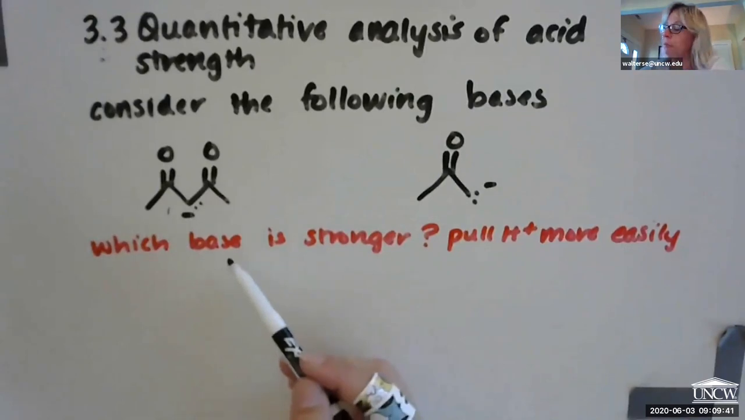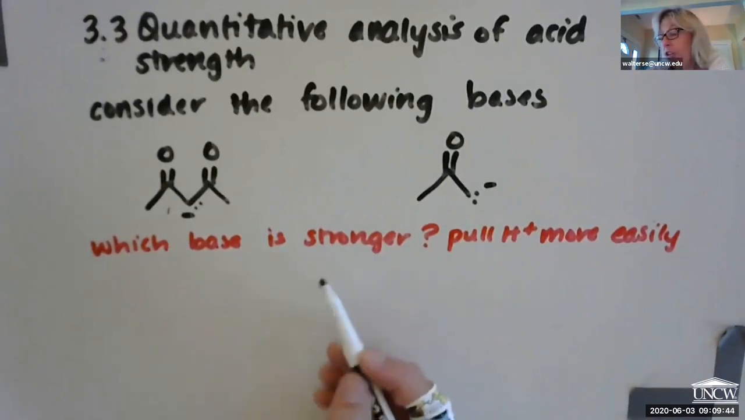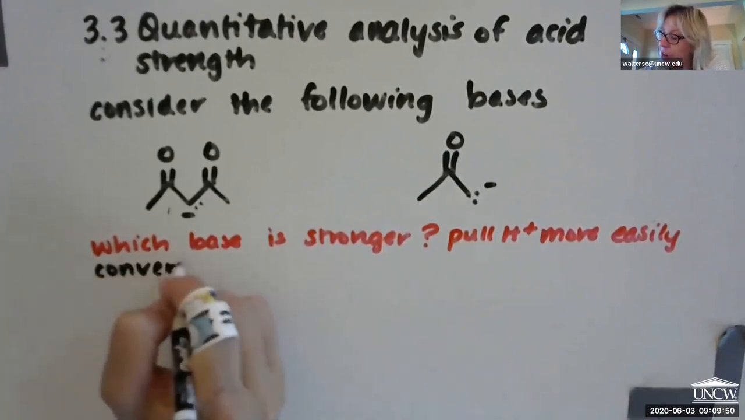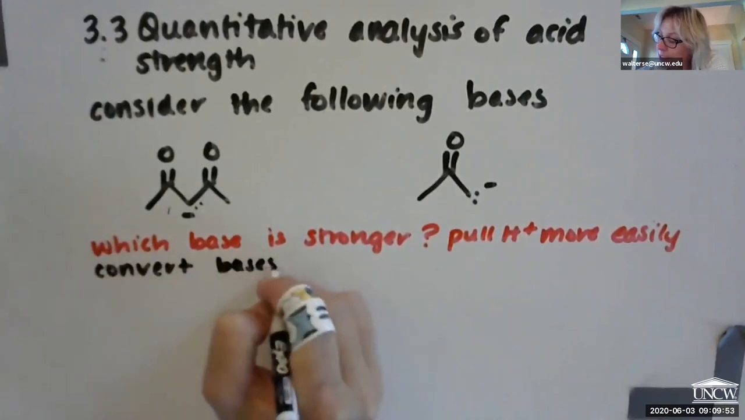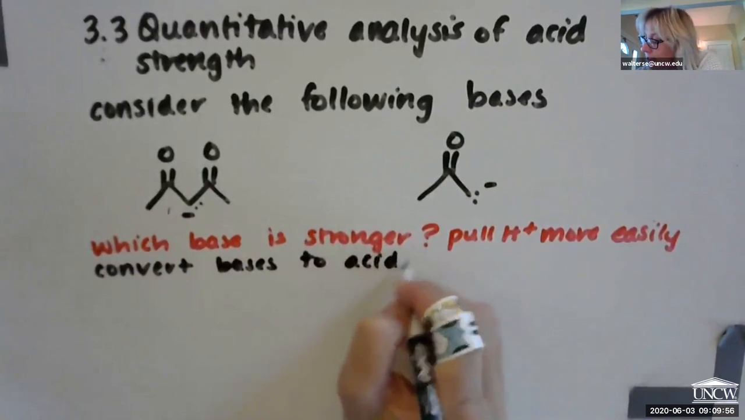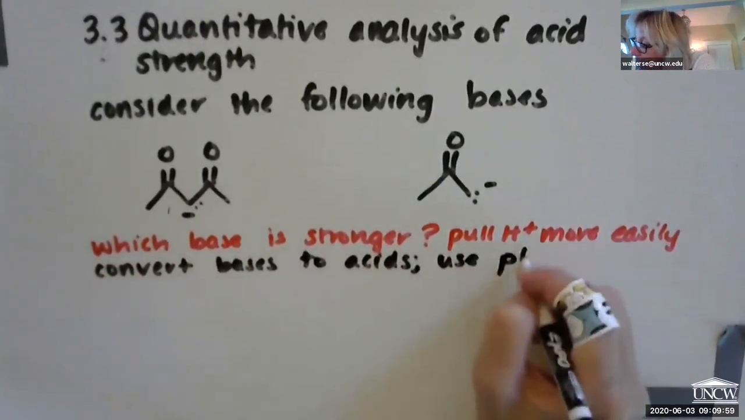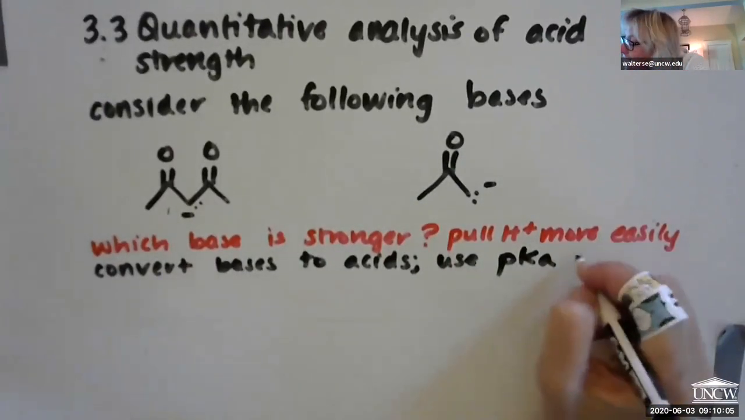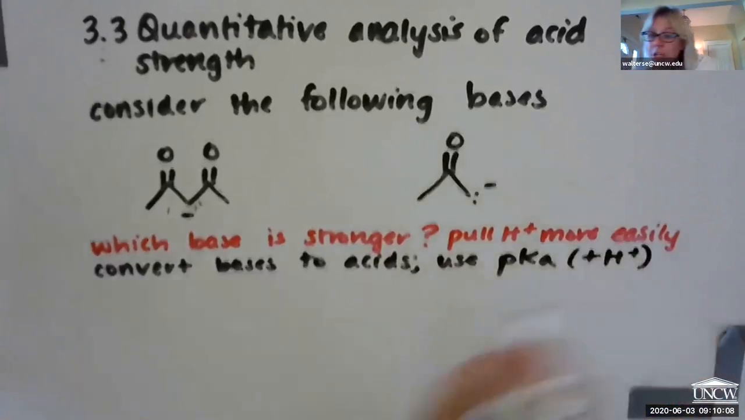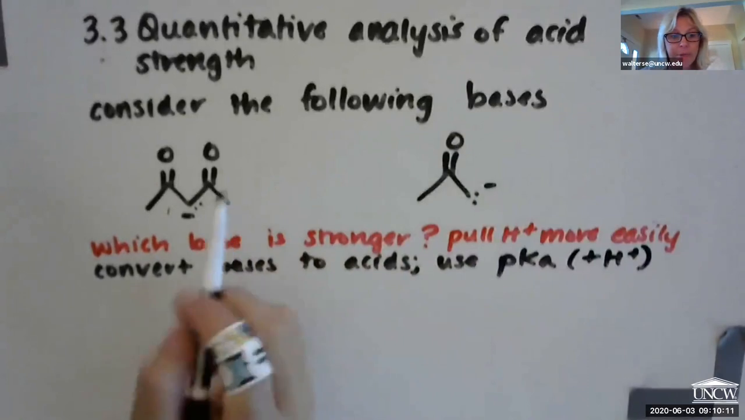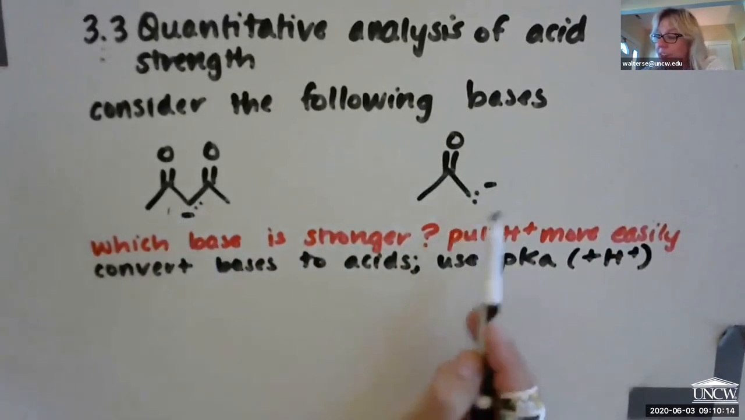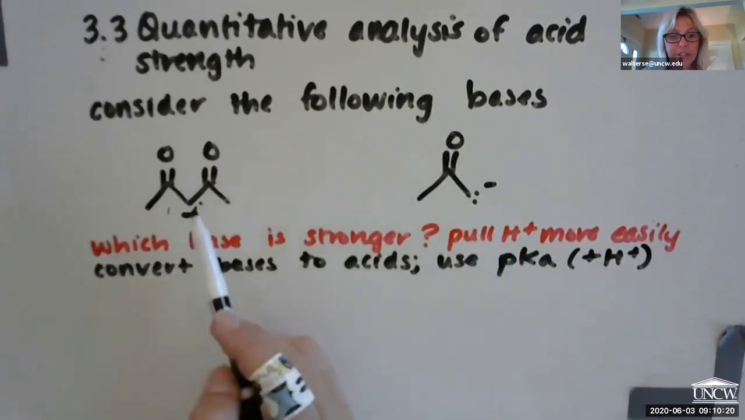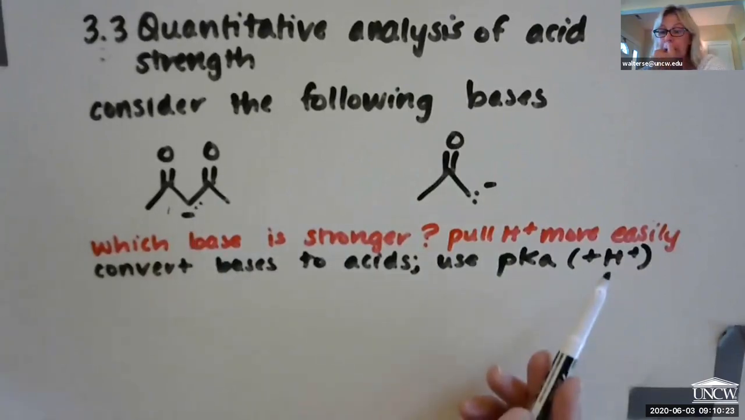So, excuse me, base strength is measured by pKb. You don't have pKb values. So what you need to do is you need to convert your bases to acids and then use pKa. Okay. So to convert the bases to acids, you're going to add a proton to both of these anions, and the proton's going to go at this point of negative charge. The proton doesn't have any electrons, so these two electrons and these two electrons will be used to make the sigma bond to that proton.